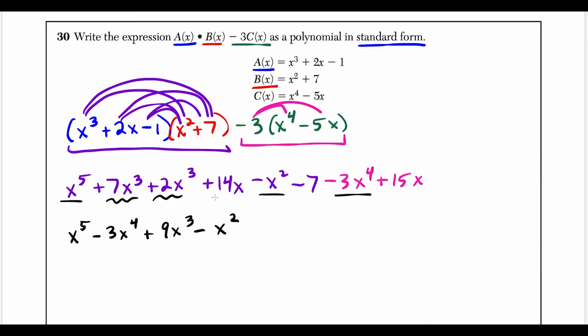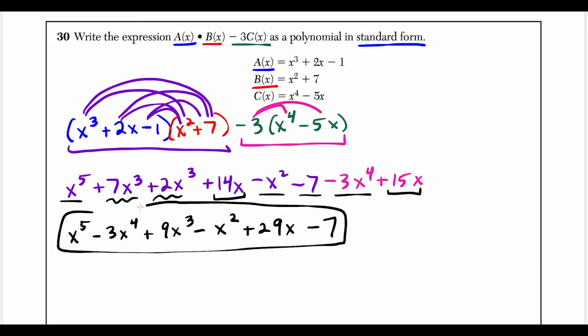And then we have a 14x and a 15x. And if we add those, we're going to get 29x. And then finally here, we look for the constants. Let me just make that a little bit neater. So our 9 is going to be a little bit sharper. I'm going to rewrite it. And now we have our constant term here. It looks like there's only a lone -7 term like this. So our polynomial in standard form is over here.